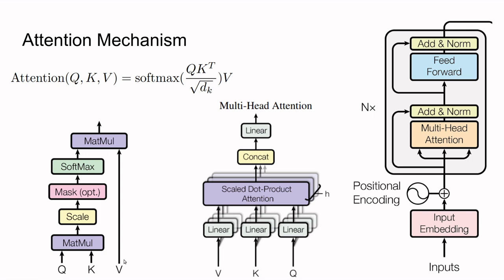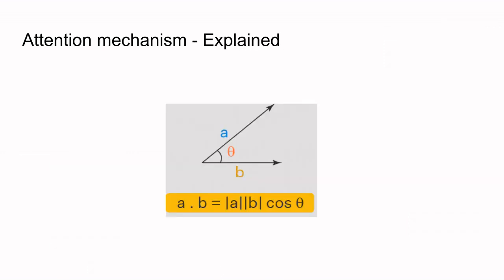To understand the meaning of this equation, first we need to understand the meaning of the dot product. What is a dot product? Well, the dot product between two vectors A and B will give us the norm of A multiplied by the norm of B multiplied by the cosine of the angle. So if we take the norm of both vectors equal to 1, then A dot B will give us the cosine of the angle between these two vectors.